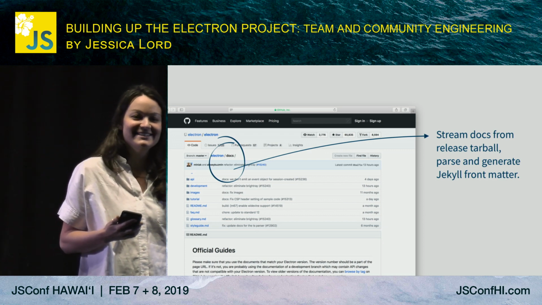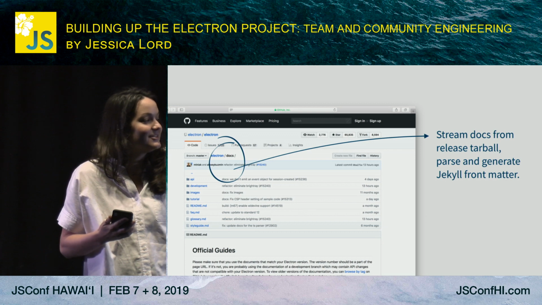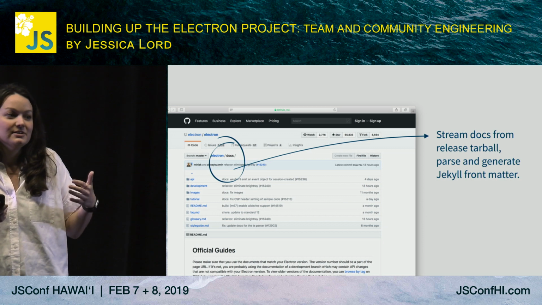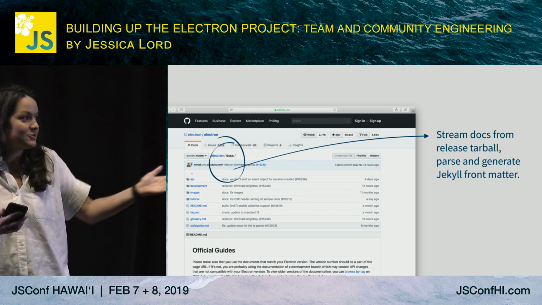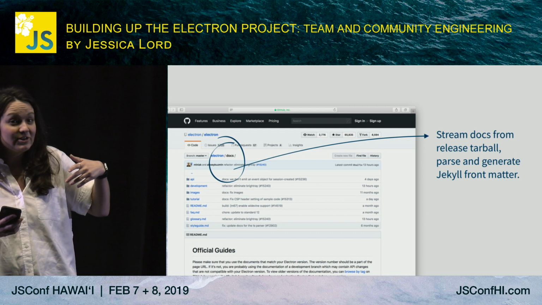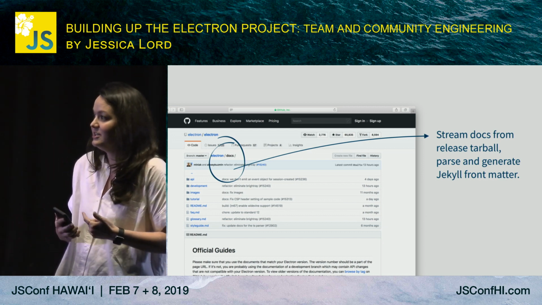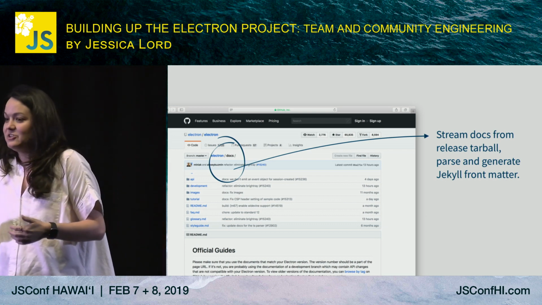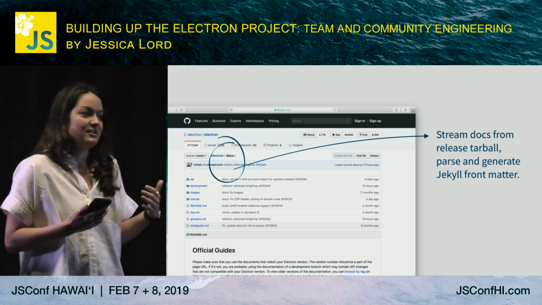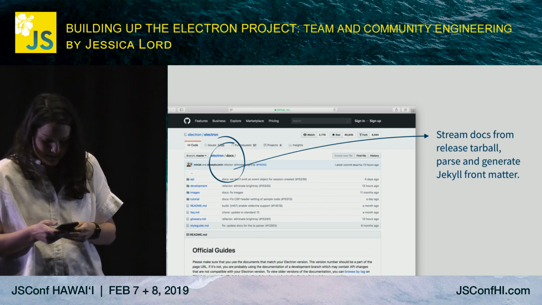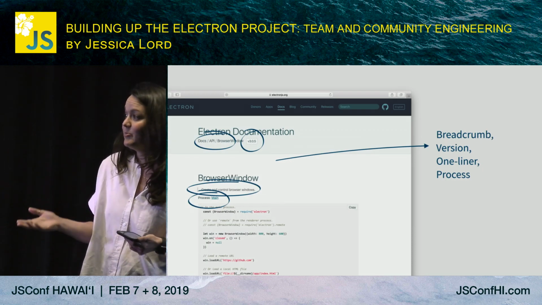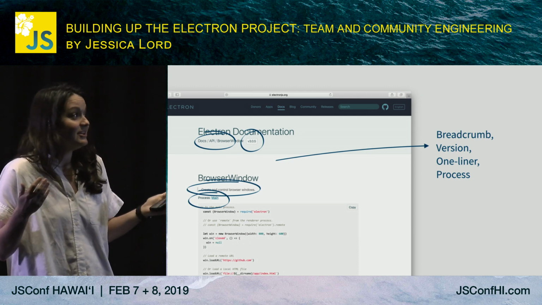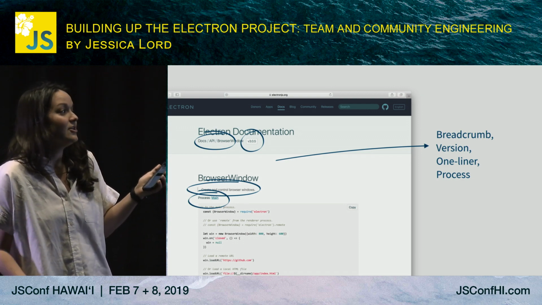Every Electron release is a tarball, and because the documentation is inside the repo, every Electron release contains that version's docs. So I wrote the node scripts to stream out that doc folder and parse out the version number and things like breadcrumb information and file name information, so that I could generate the front matter that Jekyll wants on the top of its pages. We would end up with a site that would have really nice looking docs with information like the breadcrumbs and the version.